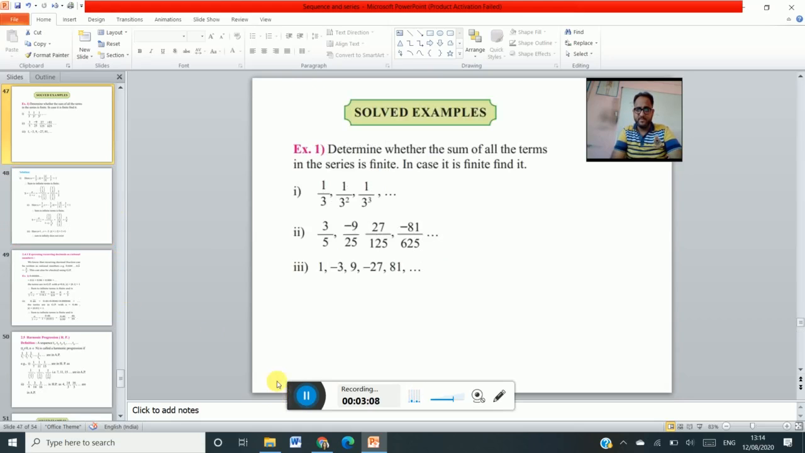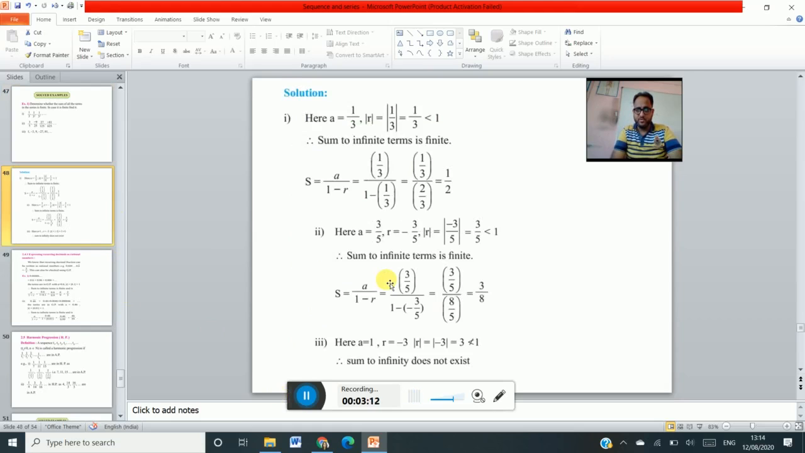The third is 1 minus 3 plus 9 minus 27. Okay, so again a equals 1 and r equals minus 3, mod of r will be 3, that is not less than 1, that is greater than 1. Okay, so the sum to infinity does not exist in this case.